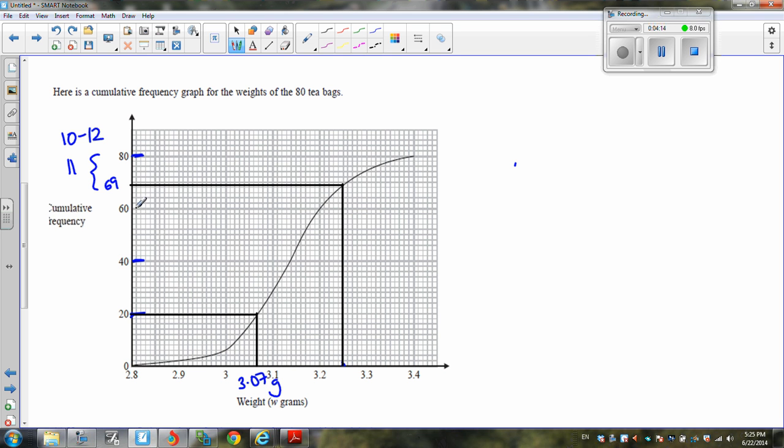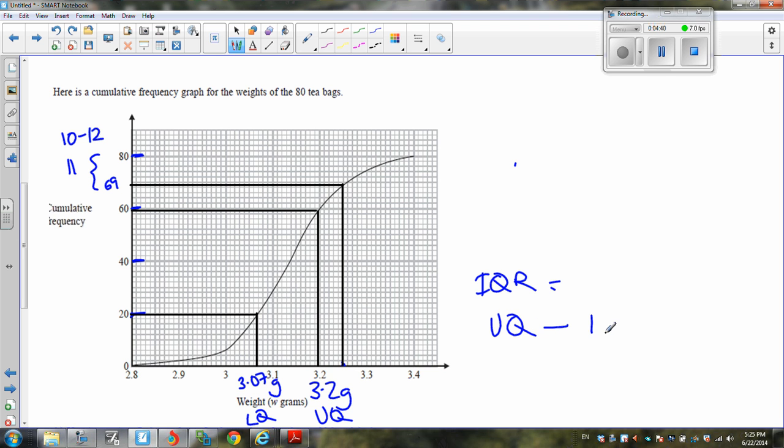In the same way, the upper quartile is at 3/4 of 80, which is 60, which is there. Again, if I draw in this line, it goes across here and down, and that comes out at 3.2 grams. So this is the lower quartile. This is the upper quartile, and the interquartile range is the upper quartile take away the lower quartile, well, that's 3.2 grams take away 3.07 grams, which comes out at about 0.13 grams.